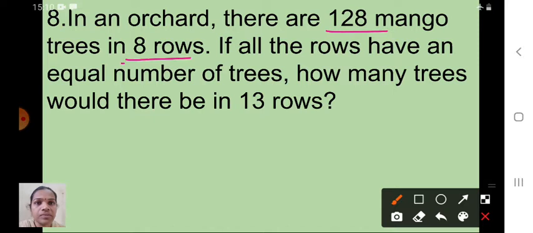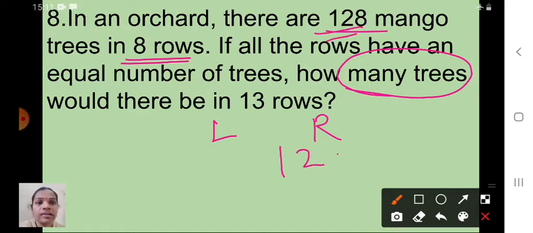128 mango trees in 8 rows. So on the left hand side, which one do we have to write? The question asks how many trees would there be in 13 rows, so what we have to find, you write on the right hand side. What you know, you write on the left hand side. So here we have to find how many trees; this you write on the right hand side, 128. And these 8 rows you write on the left hand side. Understood, children?